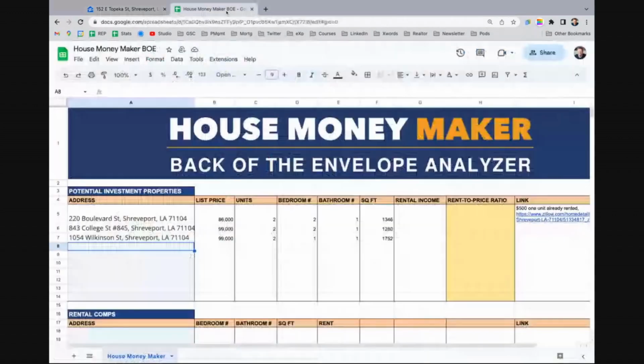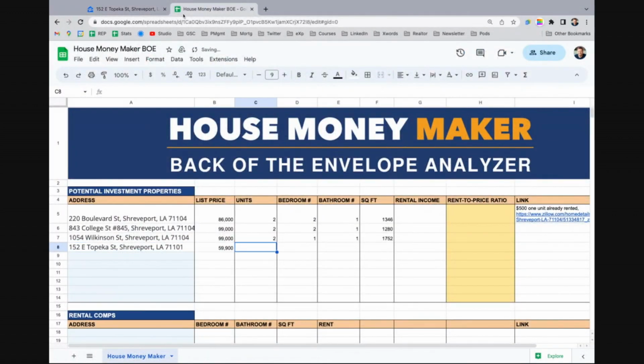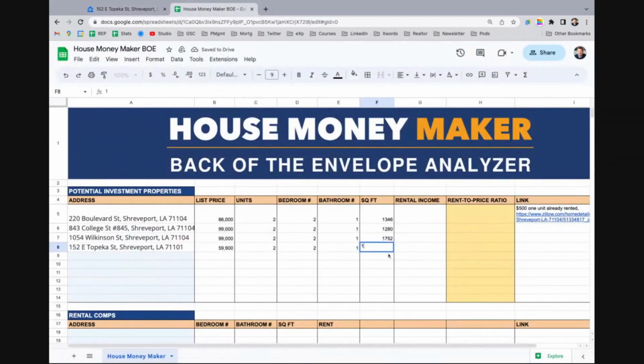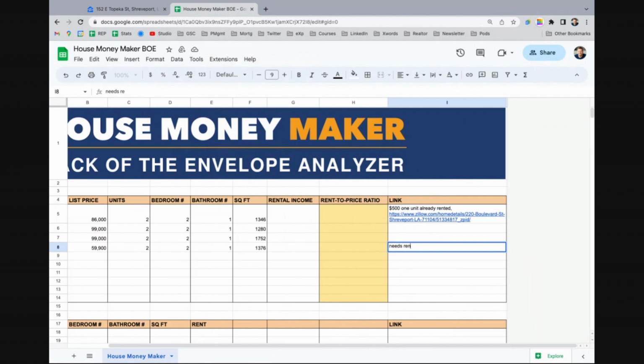But $59,900 for this one. And we're going to assume both is a 2-1, like the other ones we've seen. Based on the square footage, that sounds right. 1376. So maybe this is smaller. So it may be a 1-1 on each side here. But we'll have to do some digging.